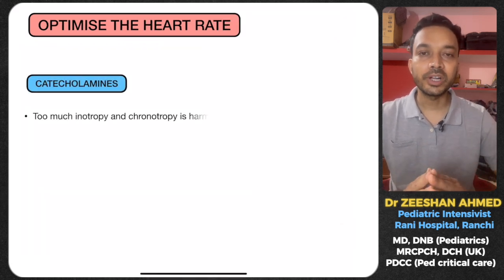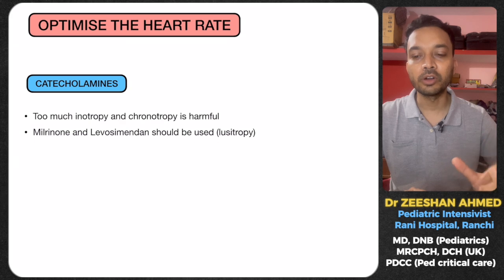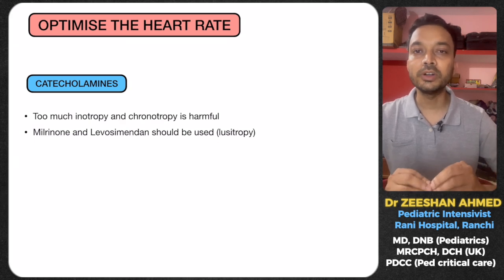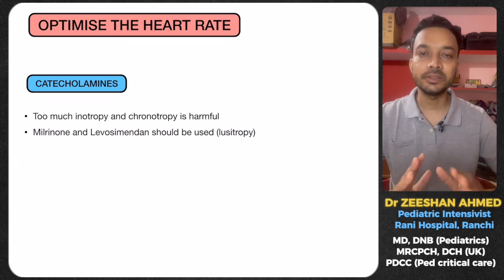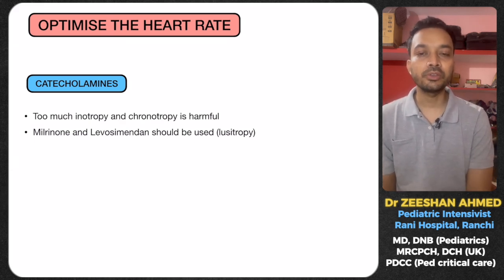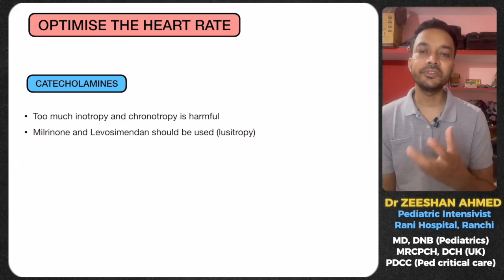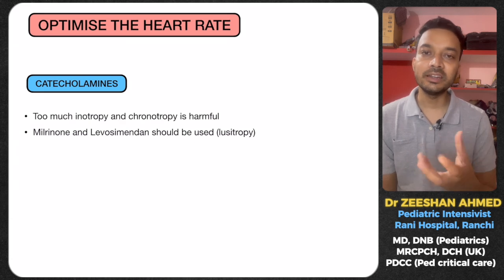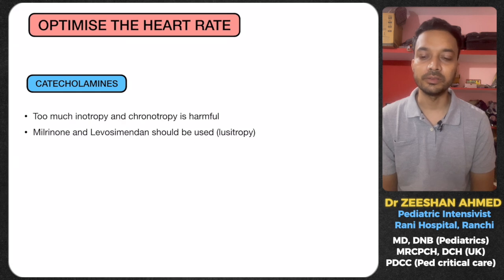Now, we should also try to optimize the heart rate to near normal levels. We should not use too much of catecholamines like adrenaline, and too much of dobutamine also. Because if we increase the inotropy or chronotropy, the heart rate will increase and there will be very less time for diastole. So it will lead to worsening of the heart failure.